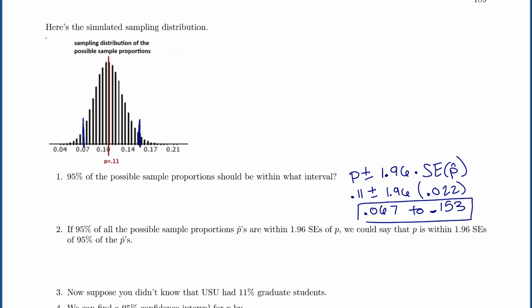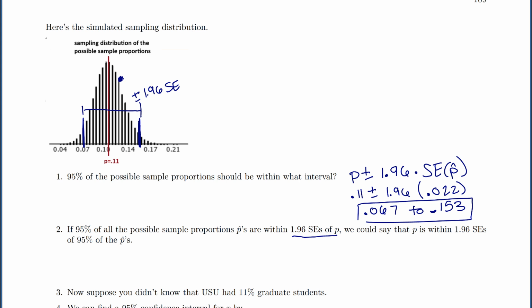Okay. But now, here's the important part. If 95% of all those possible sample proportions, p hats, are within 1.96 standard errors of my population proportion, we could turn that around. So let's turn that around and say that p is within 1.96 standard errors of 95% of all the p hats. What that means is this distance from here to here is plus or minus 1.96 times the standard error. Well, if I don't know my population proportion and all I know is my sample proportion, let's say I got this sample proportion.